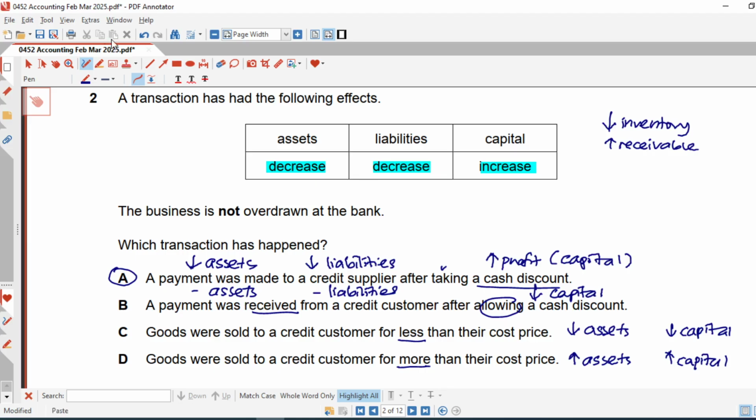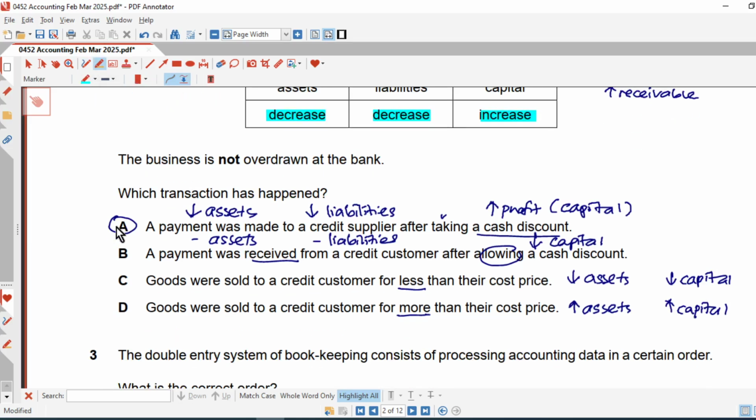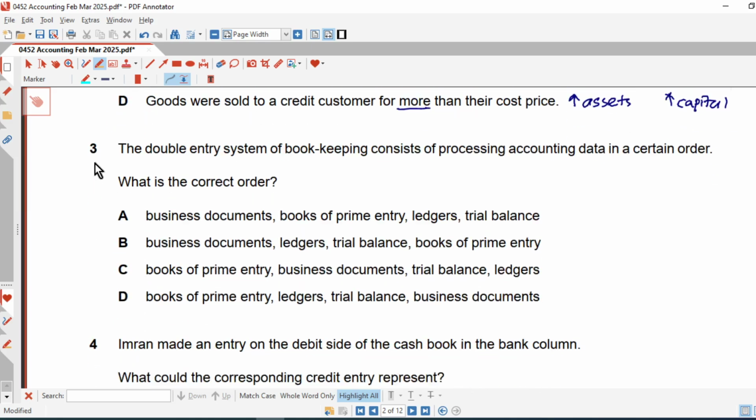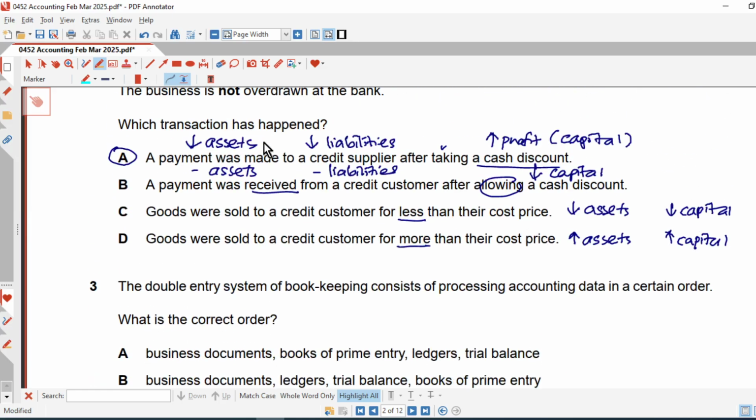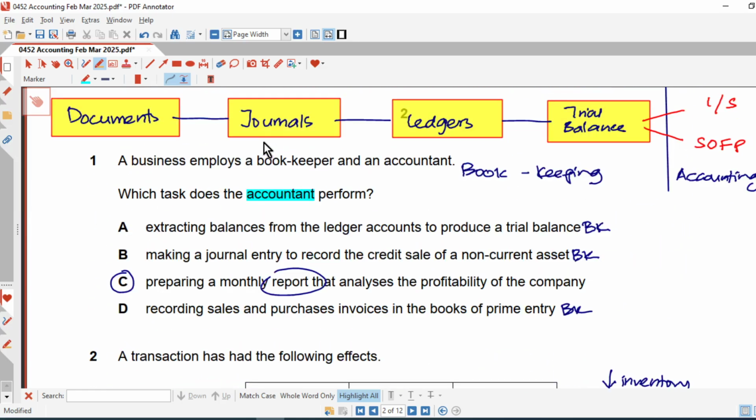Now, let's move on to question 3. The double entry system of bookkeeping consists of processing accounting data in a certain order. So what is the correct order? Now, I already have my answer. It's right above in my flowchart.